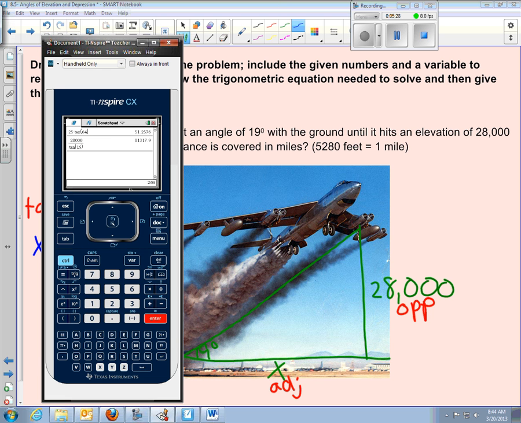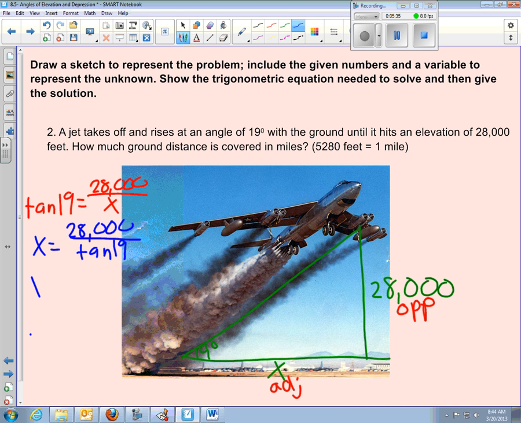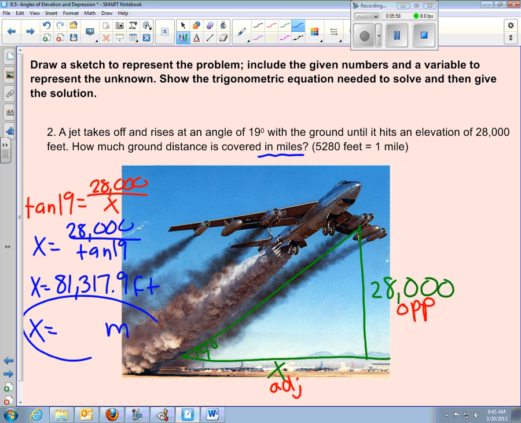So we end up with x equals 81,317.9, but this is in feet. Remember that our question asks us in miles. So how do we change feet into miles? We'll go ahead and take our 81,317.9 feet and divide it by the 5,280 feet. That's going to get us our answer in miles. So I want you to do that on your own.